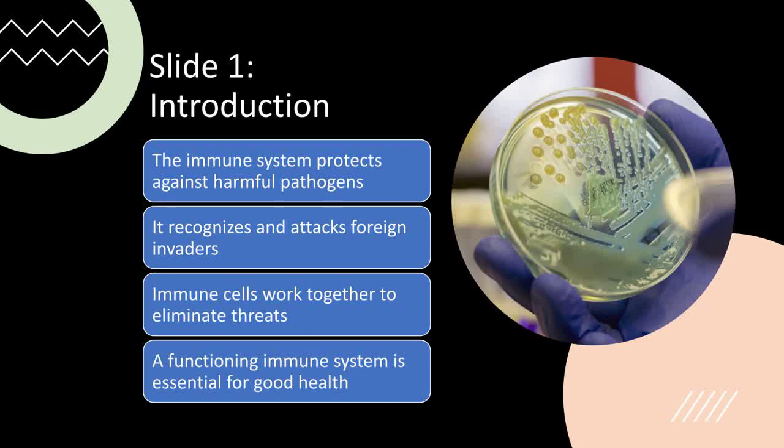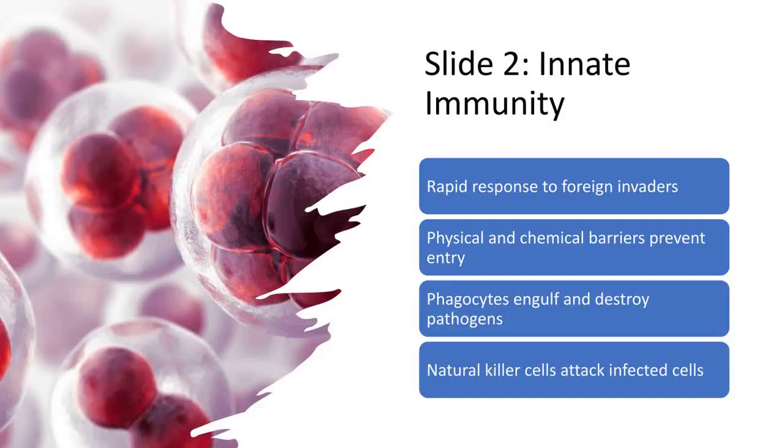In this presentation, we will discuss the various components of the immune system and how they work together to keep us healthy. Moving on to our second slide, let's talk about innate immunity. Innate immunity is the first line of defense against foreign invaders and provides a rapid response to pathogens. It involves physical and chemical barriers that prevent entry of harmful microorganisms.